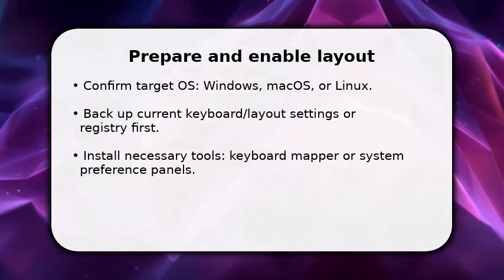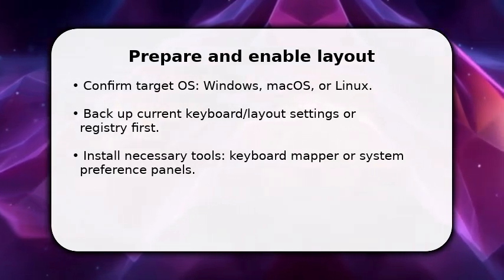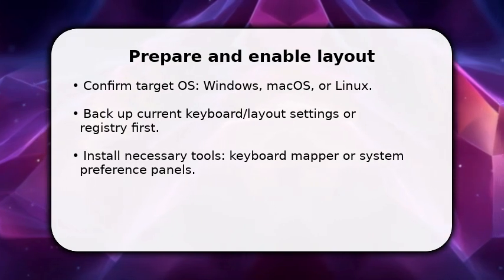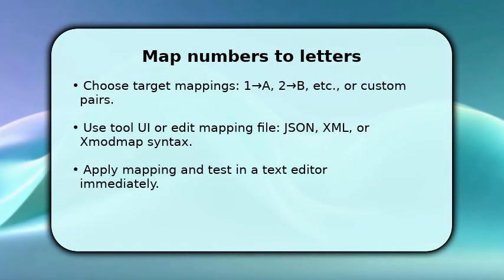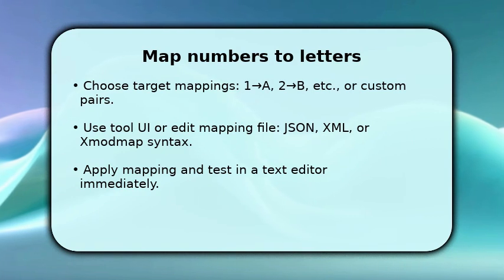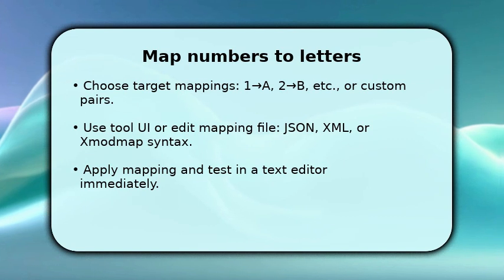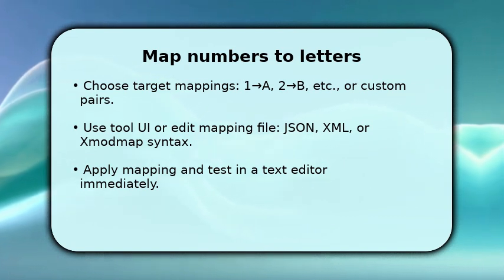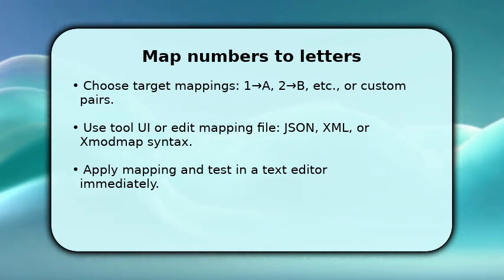Make sure to run the tool with admin privileges when required, because remapping keys needs system-level access to change how the hardware input is interpreted. Now create the actual mapping rules that convert number keys to letters. You can pick a simple sequential pattern like 1 to A, 2 to B, or define custom pairs in the tool's JSON or XML file. On Linux, write Xmodmap commands.